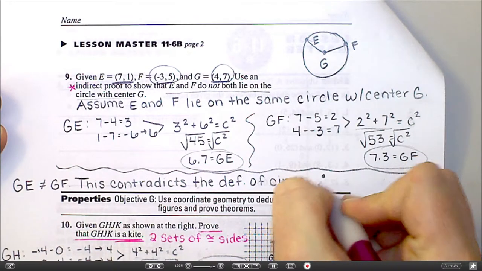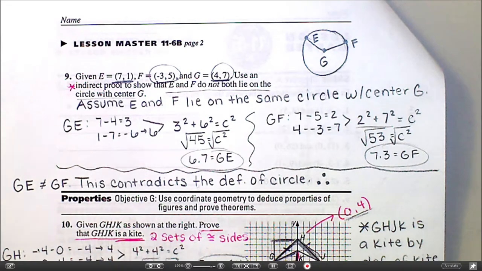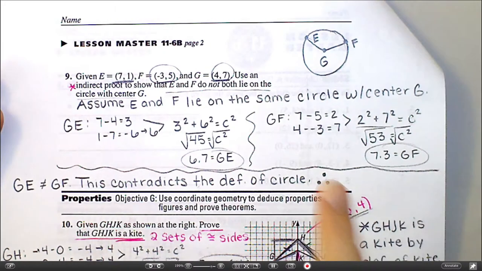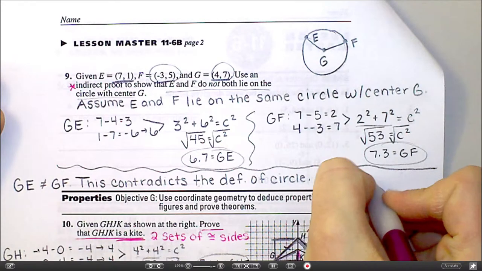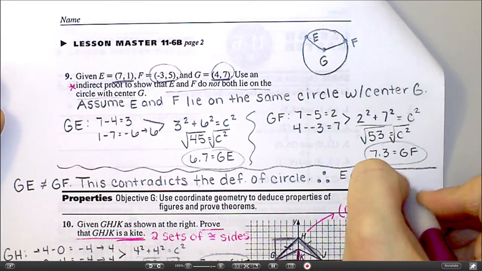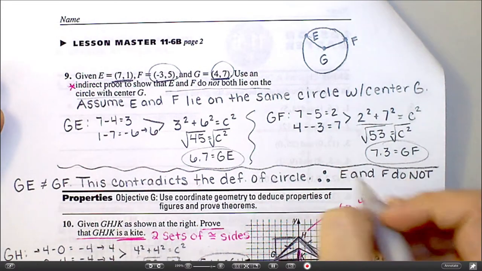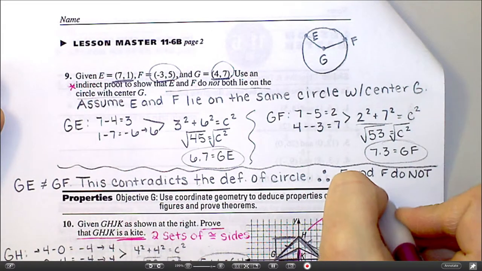Therefore, by the way, this really freaks second hour out, but this symbol right here, these 3 dots, that's mathematical shorthand for the word therefore. I don't care if you ever use that. I'm just going to use it right now because I can't fit all of that in here. So just so you know, anytime you see that, that means therefore E and F do not, and remember what I'm really doing here is saying what it was I was trying to prove in the first place. E and F do not lie on the same circle.